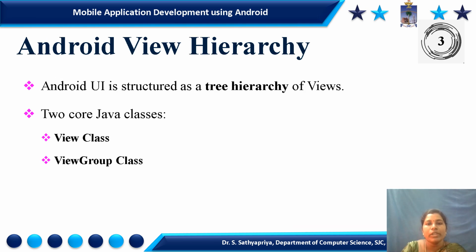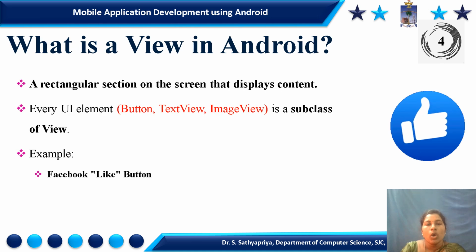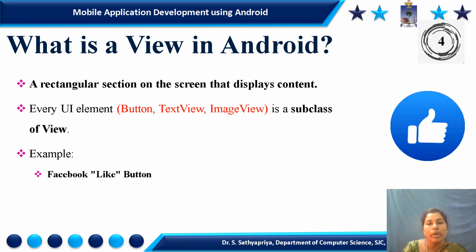In Android, the user interface is structured like a tree hierarchy where every element on the screen is either a view or a view group. Understanding this hierarchy is essential for designing efficient and scalable applications. What is a view in Android? In Android, every UI element that the user interacts with is derived from the view class. A view represents a rectangular section on the screen where content is displayed.